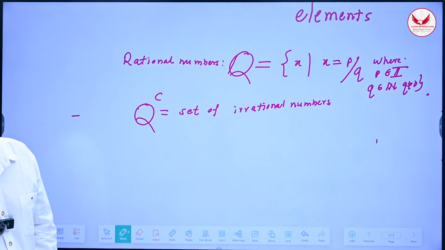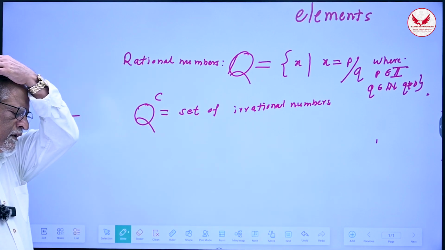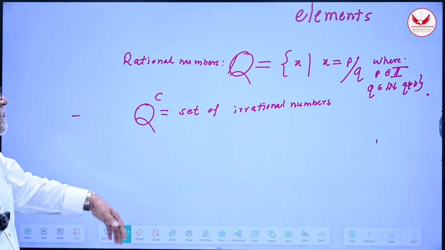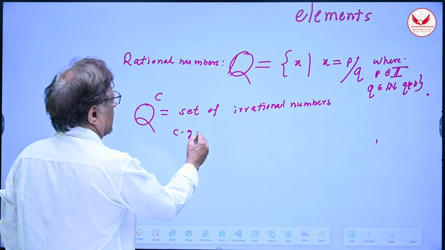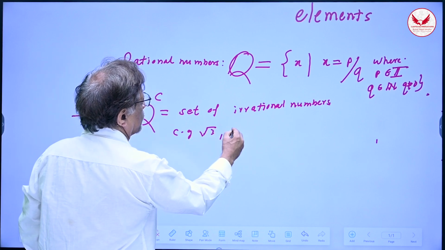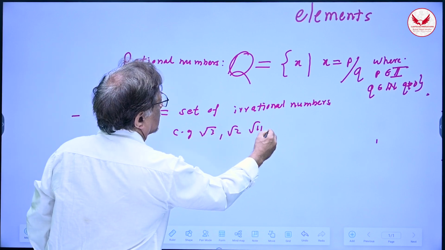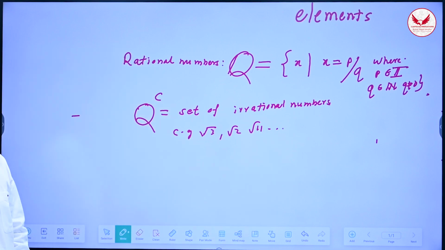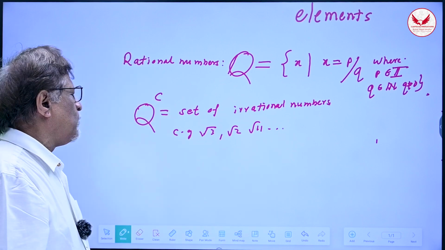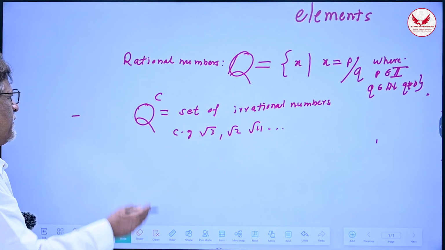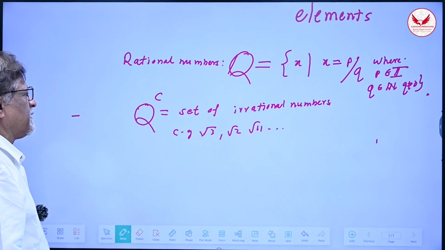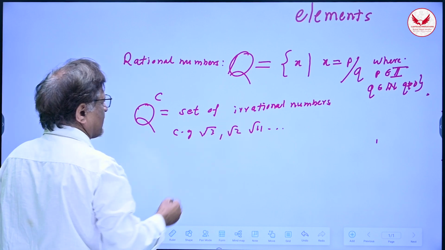I'm not getting into the details of the definition, but these are the numbers which are not rational, that means the numbers which cannot be written in this form. For example, a number like √3 or √2 or √11. There are many examples which cannot be written in the form of p upon q. Why and how it is and who can prove it, that is not a part of this lecture. I'll show it some other time. Okay. So these are irrational numbers.